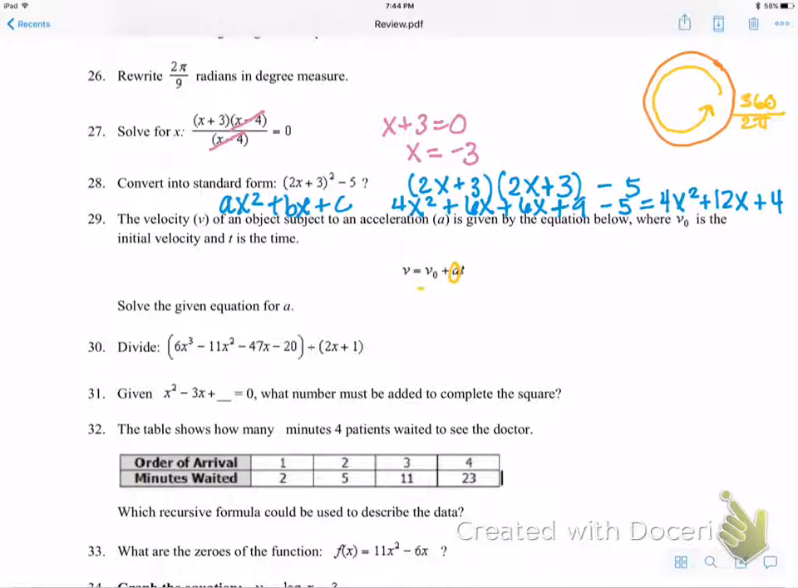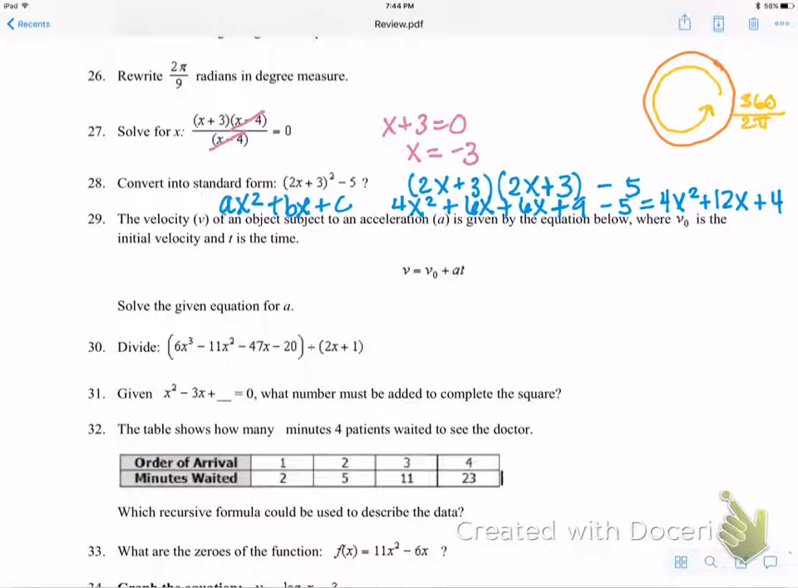So first I'm going to subtract v sub 0 from both sides. That's going to give me v minus v sub 0 equals, this simplifies to give us 1, a times t. I still want to get a by itself. The only thing that's stopping me is this t. Since it's multiplied, I'm going to undo the multiplication with division. And t divided by t is 1, so I have a equals v minus v sub 0 divided by t. Pause the video real quick if you need to write that work down, because I'm going to erase it so I can do number 30.